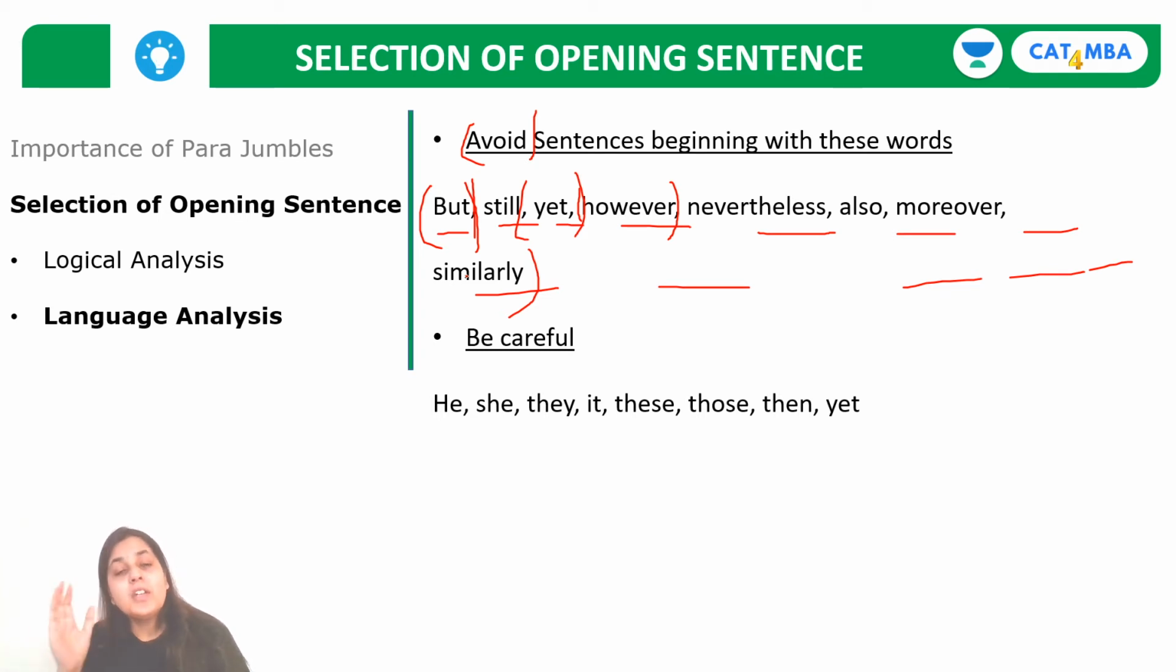Although she was stuck in traffic, she reached office on time. This can be my opening sentence. It should be independent. It should be self-sufficient. It should be standalone. Then it can be our opening sentence.